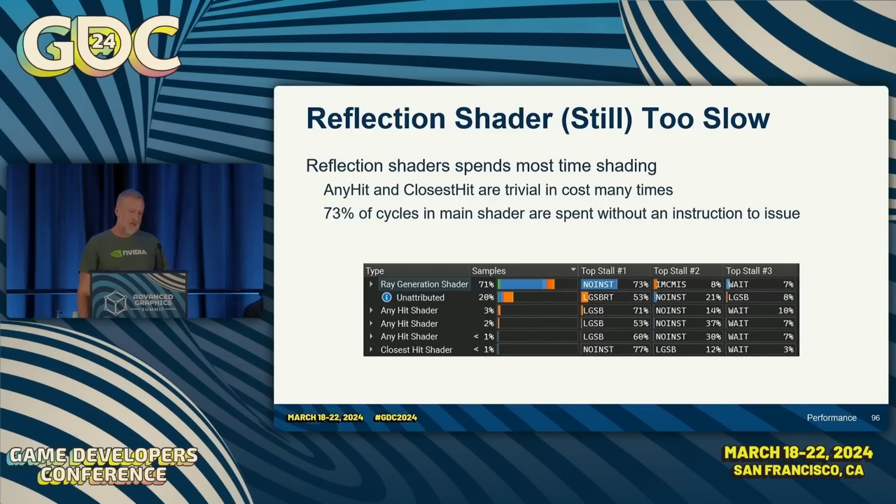amusement park. And the reflection shader, the good news is it's spending most of its time shading. And the any hit and closest hit shaders are not a real problem because we've already gotten their divergence taken care of by our shader execution reordering. But 73% of our cycles are going into instruction cache misses. And this was found via Nsight. That's an Nsight shader trace.